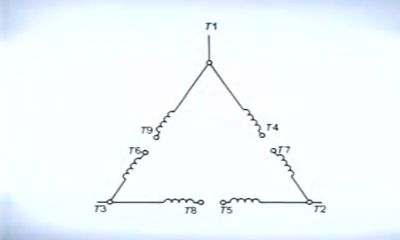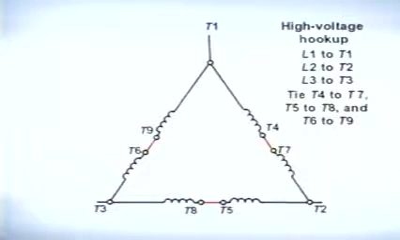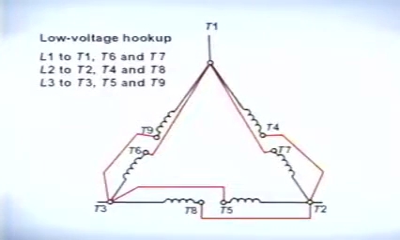The delta configuration can also be used at either voltage rating. When used at the higher rated voltage, the motor is field wired so that the windings resemble a large triangle. T6 is connected to T9, T4 to T7, and T5 to T8. Power is supplied to the motor through T1, T2, and T3. At the lower voltage, the windings are configured as two smaller triangles wired in parallel with each other.